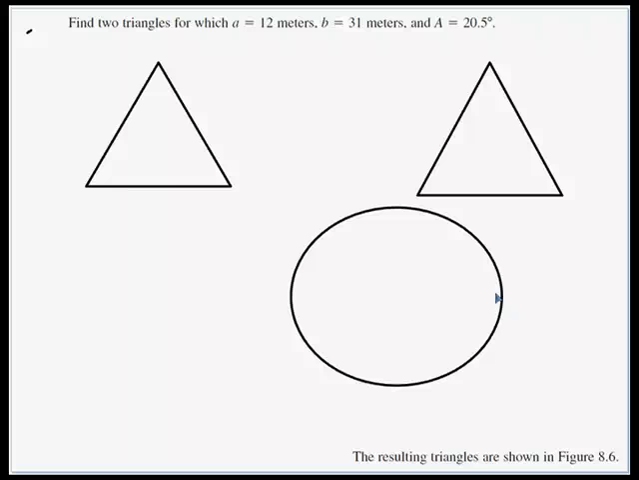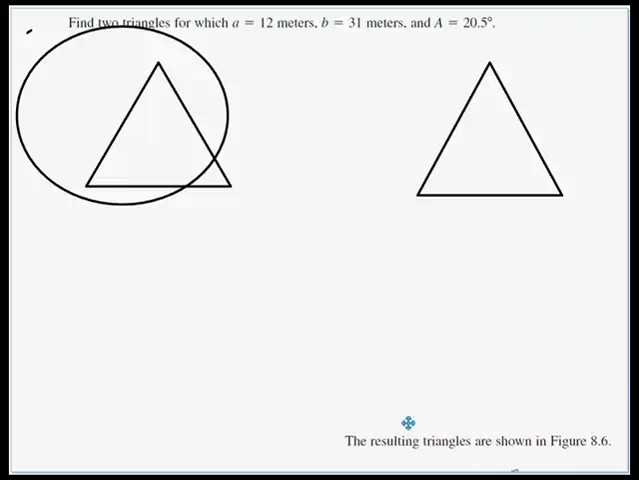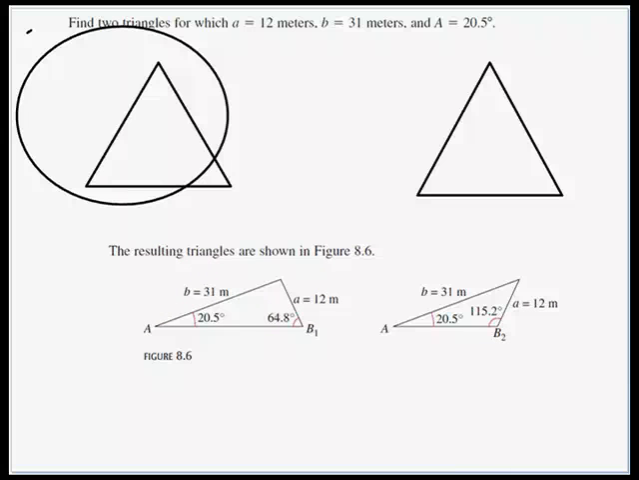And let's see here, we do have a picture that goes with this. The given information was set in stone. Angle A was 20.5. That's the same on both triangles. Side B is 31. That's not going to change. Side A is 12. That is not going to change.